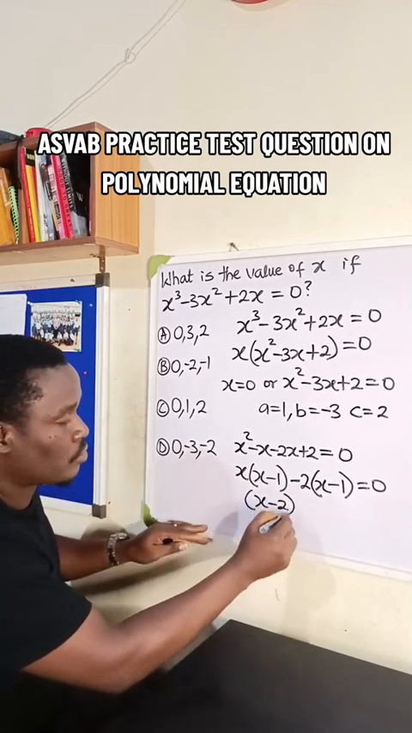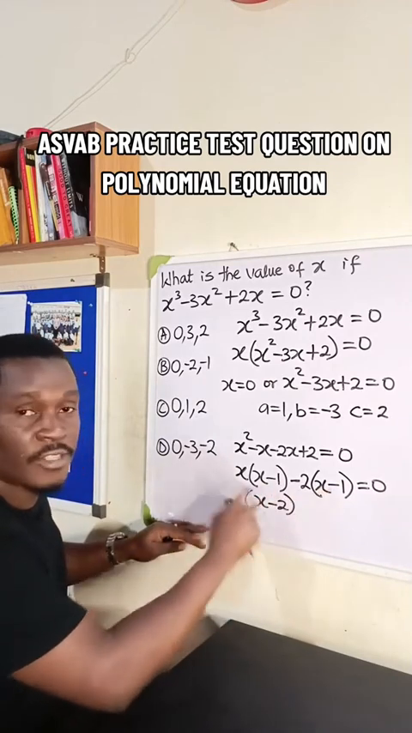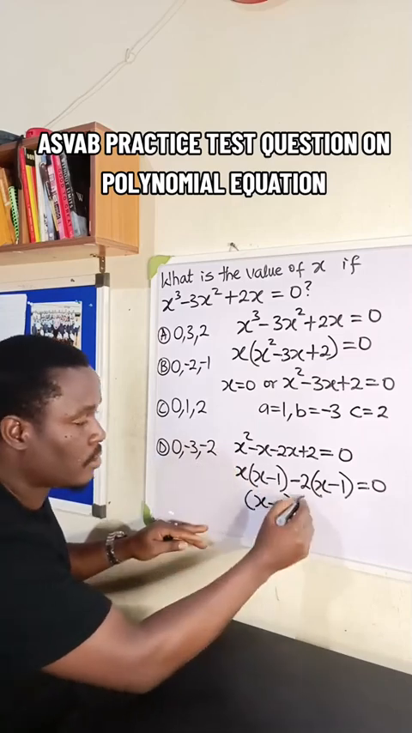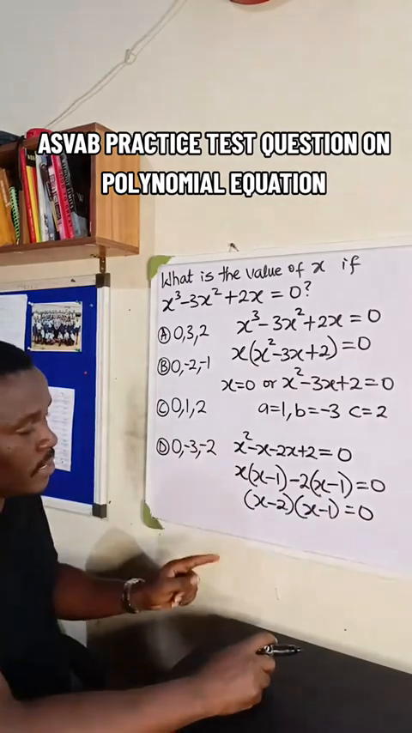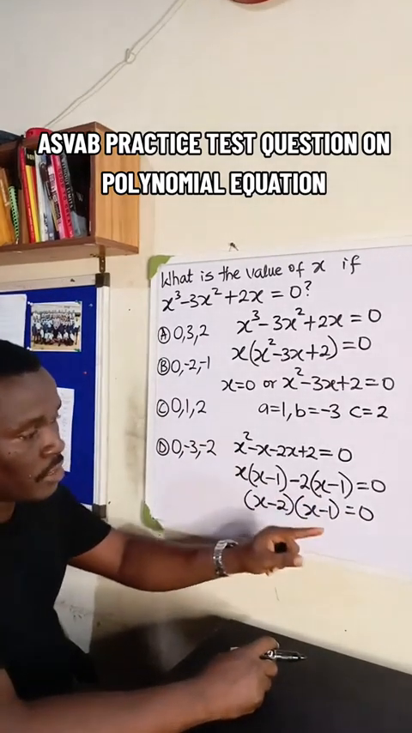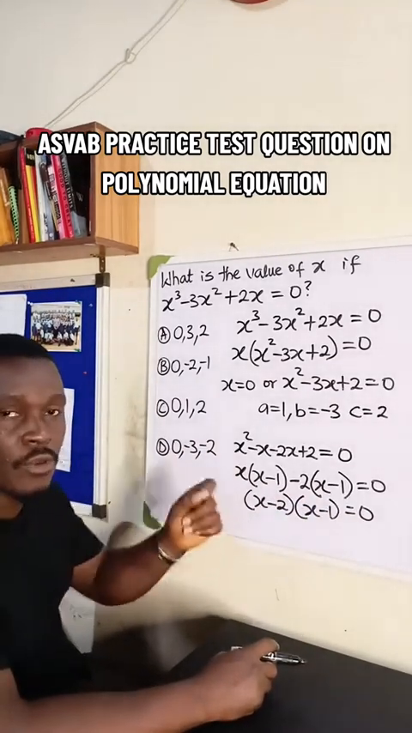So we can now bring these values outside the parentheses together. X minus 2. And then we choose one of these two values in the parentheses because they are the same. So x minus 1 is equal to 0. So now we can simply say x minus 2 is equal to 0, or x minus 1 is equal to 0.